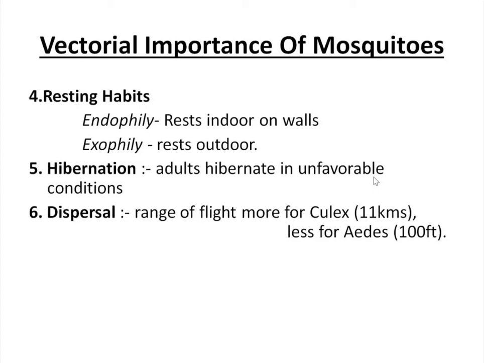Next is dispersal. Dispersal means how far it can fly. The range of flight is usually more for the Culex mosquito compared to the Aedes mosquito. Culex can fly up to a maximum of 11 kilometers, whereas Aedes can fly up to 100 feet. This is very important. That's why yellow fever is not present in India, because the flight range is very less.